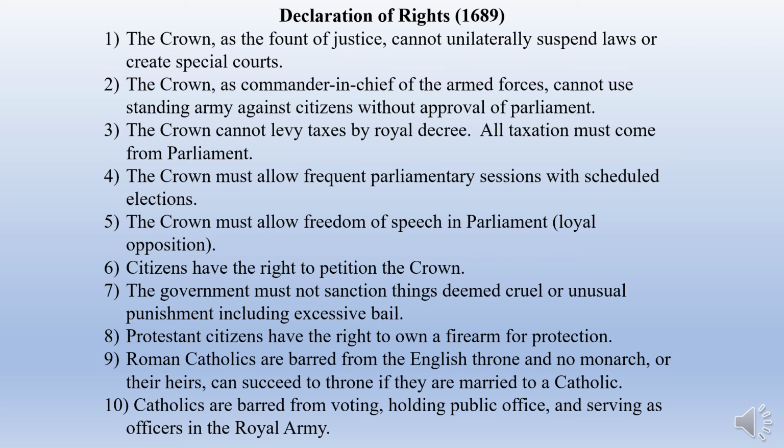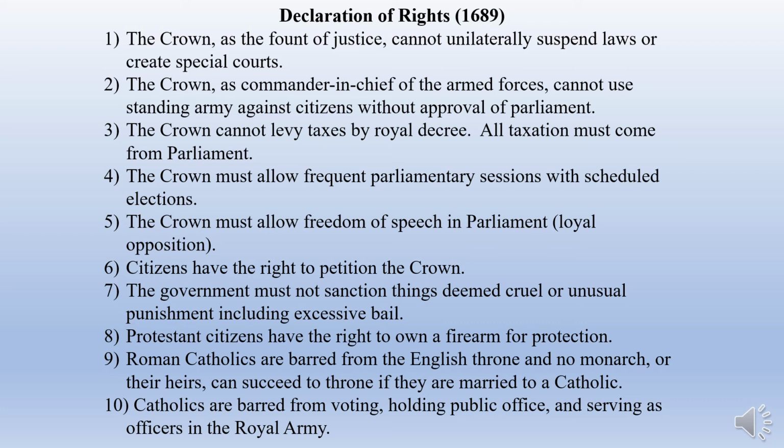They also said that the crown, the king or the queen, was the commander-in-chief of all armed forces, but that they could not use the army against the citizens of England or Scotland without approval of Parliament. So you have to get Parliament's permission to use the army on your own people. The crown cannot levy taxes by royal decree. All taxation must come from Parliament, the elected people of England. The crown must allow for frequent parliamentary sessions. They can't go years without having parliamentary sessions, and they have to have regularly scheduled elections every so often.